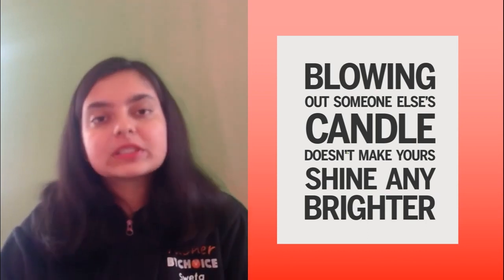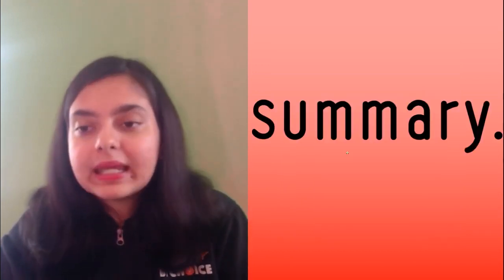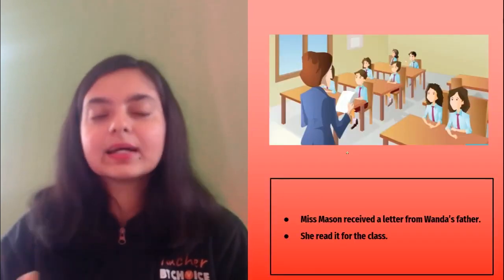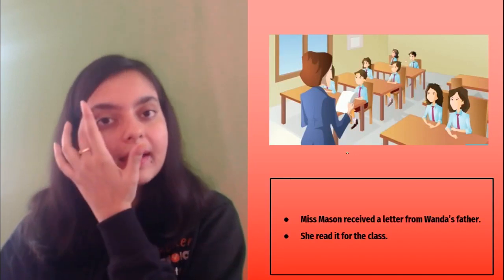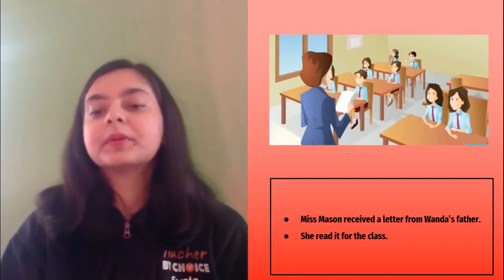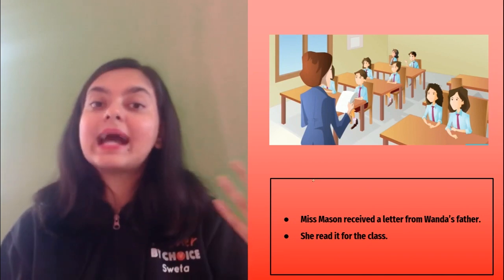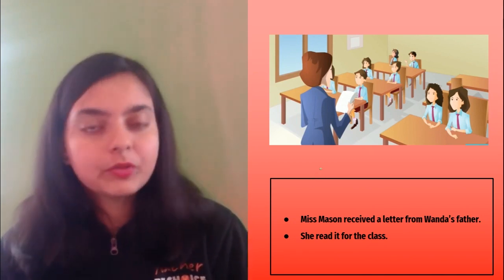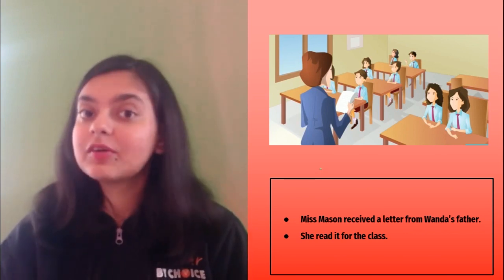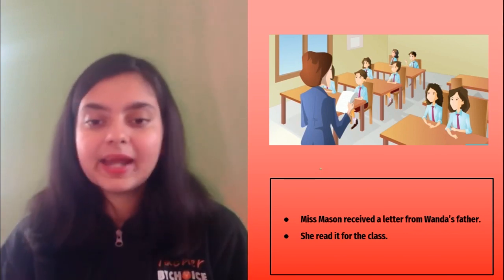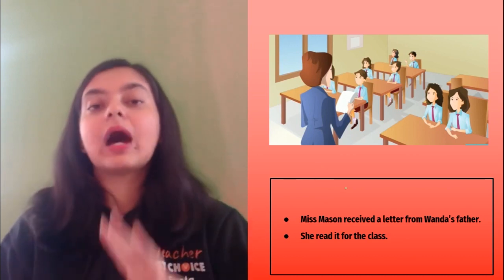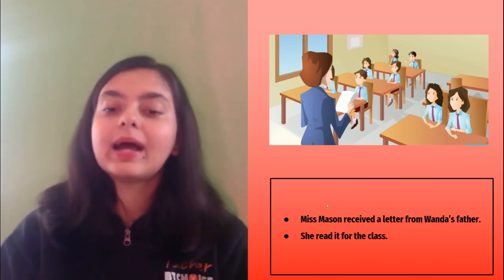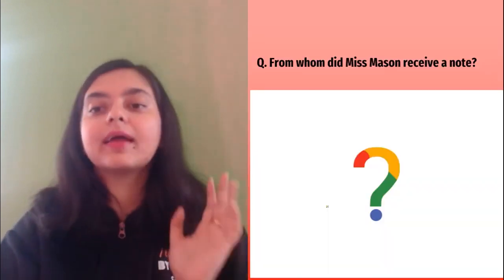Okay, so let's proceed with the summary and the critical analysis part. In the second part, you remember that the first part stopped with the announcement of the winner for the drawing competition, and Wanda Petronski was the winner amongst the girls, right? Now, how does the second part begin? Miss Mason received a letter from Wanda's father, and she read it for the entire class.